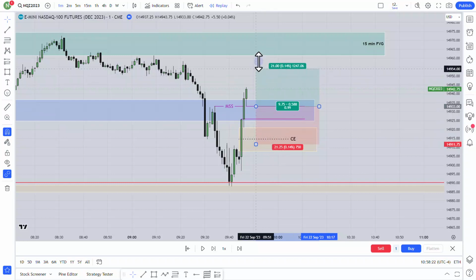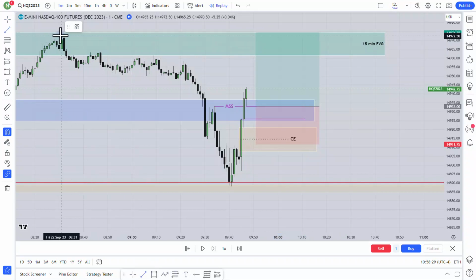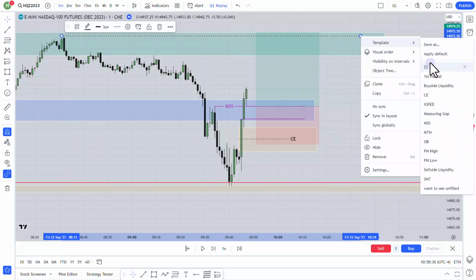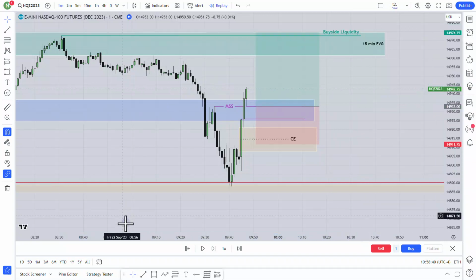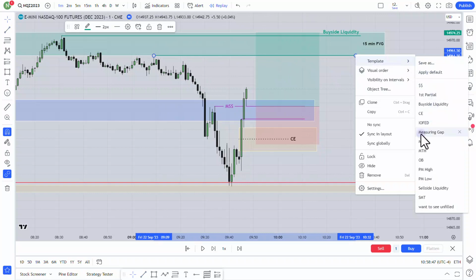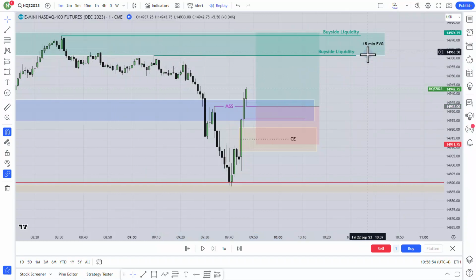And my target was over there, to this high. That was my buy side liquidity. Buy side liquidity, where is it? Here. And I took partial above this equal high. This buy side liquidity, you see, this high, this high, this high, they are the equal high, and this is also the lower of the 15-minute fair value gap.